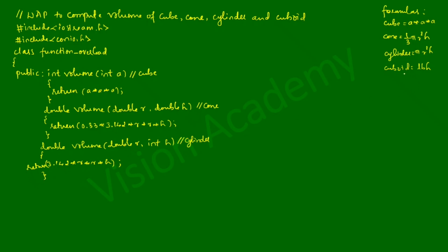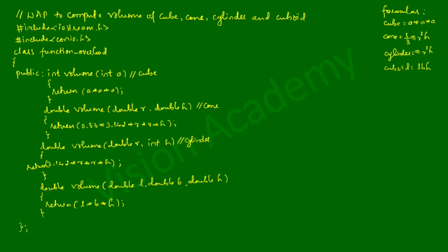Now we are going to go for finding out the volume of cuboid. Now I'm going to write double volume. Next I'll write here the data type double L, comma double B, comma double H. Next curly open brace. Here I'm going to write return L into B into H, and semicolon, curly closing brace, and curly closing brace for this class definition, and you need to put semicolon over here.